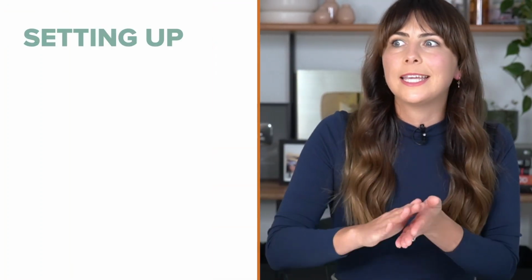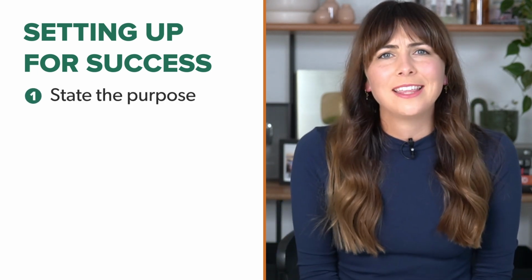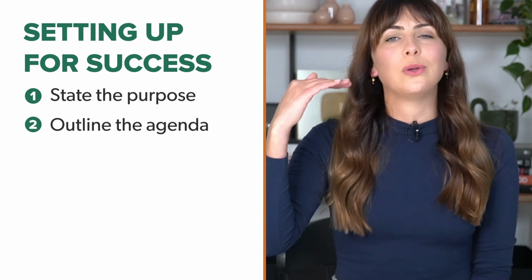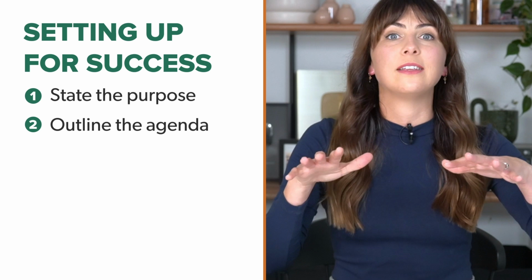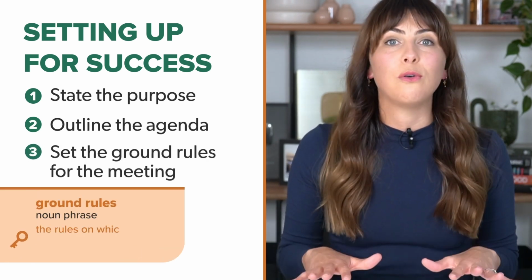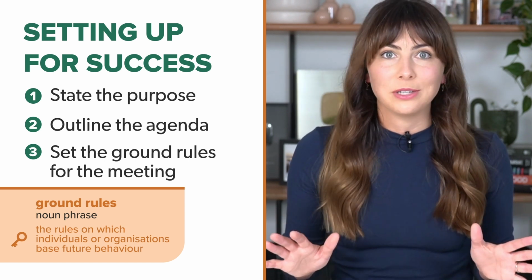So there are 3 essential steps to kickstart a successful meeting. The first is to start by stating the goal or the purpose of the meeting. The second is to make sure you outline the agenda or talk about the different things that everyone is here to discuss. And the third is to set any ground rules before the meeting to make sure it runs smoothly, that there's no interruptions. So let's take a closer look at some useful phrases that can help you to move through these 3 important steps.